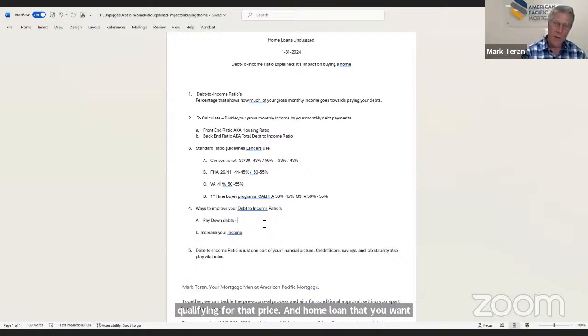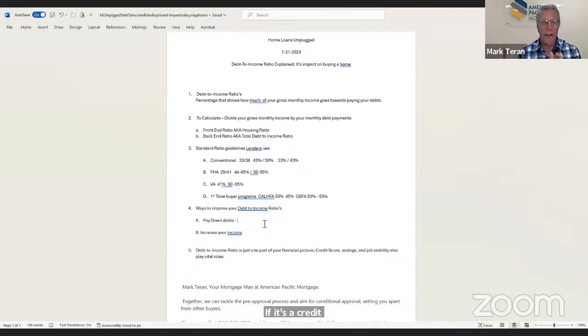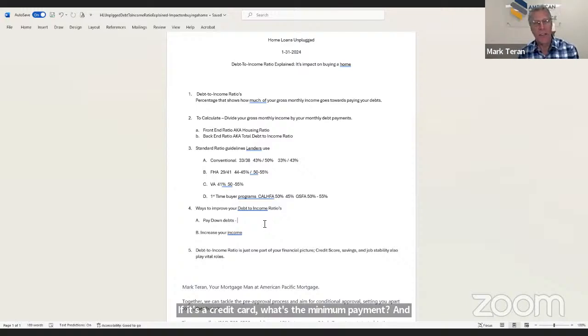So when you're working with a loan officer, they're often going to ask you, right? They want to get your credit. They want to find out how much do you actually owe and what are the payments. If it's a credit card, what's the minimum payment? And part of the reason for wanting to find out all that information is so they can best advise you how to accomplish your goal of qualifying for XYZ sales price. That's one piece of the puzzle.